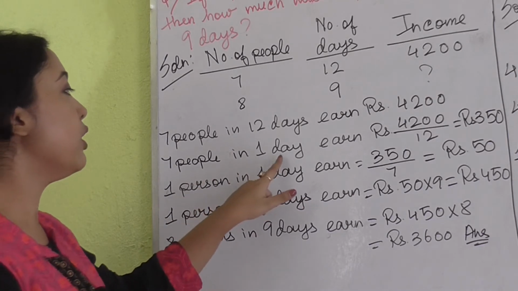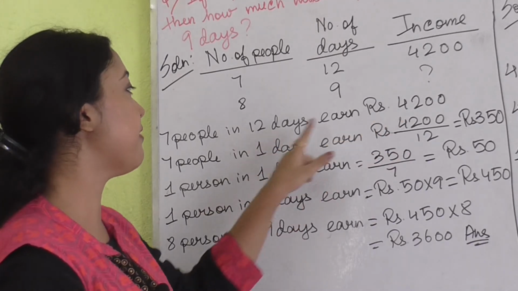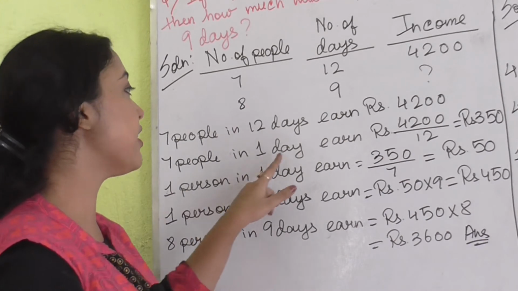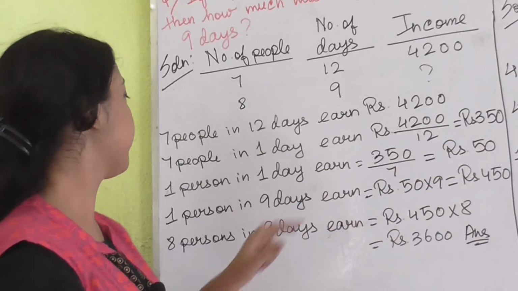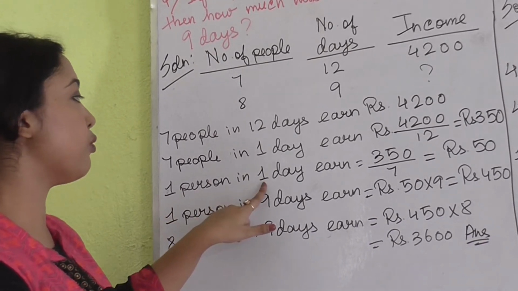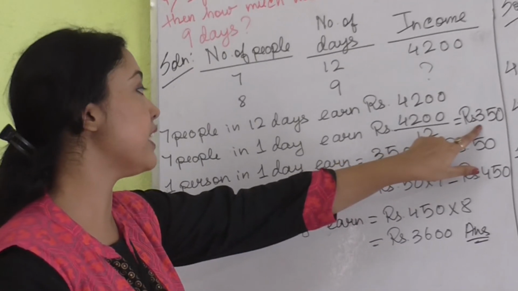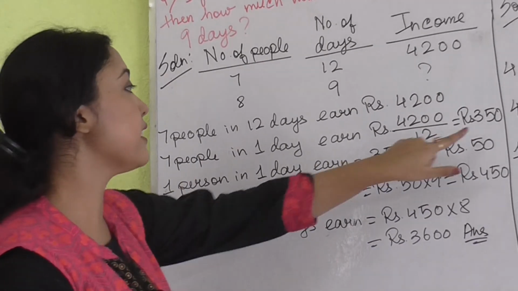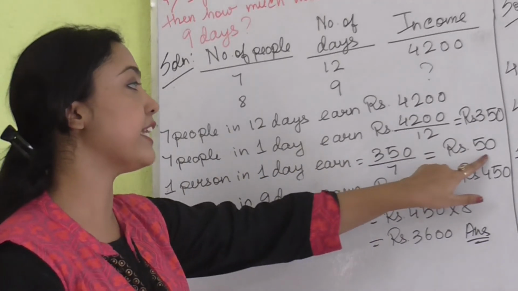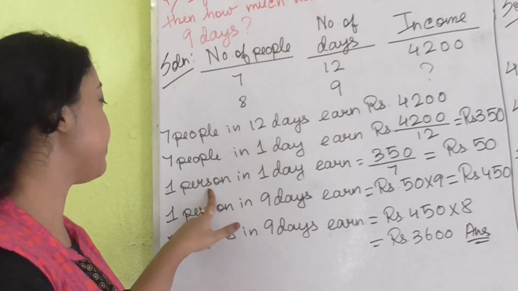So 7 people in 1 day will earn 4200 divided by 12, that is income divided by days. We are getting rupees 350. So 7 people in 1 day will earn rupees 350. Now we have to find out what one person in 1 day will earn. So one person in 1 day will earn 350 divided by 7, that is income divided by number of people. So 350 divided by 7, we are getting rupees 50, which is the income of one person in 1 day.